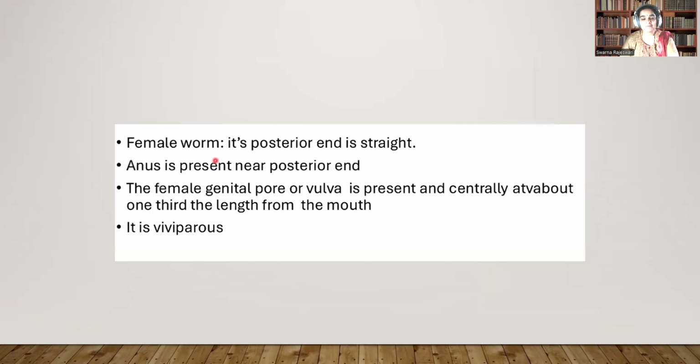Whereas in the case of the female worm, the posterior end is straight and the anus is present at the posterior end, and there are no copulatory spicules, but there is a vulva. And it is viviparous, means it gives birth directly to the young ones.